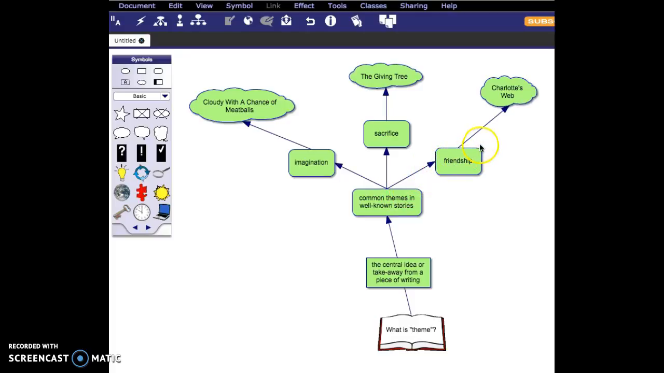The third example that we broke down from common themes in well-known stories was friendship. An example of a story where we see friendship as a theme is Charlotte's Web, where we know that the book is based off of friendship and we can see it while we read.